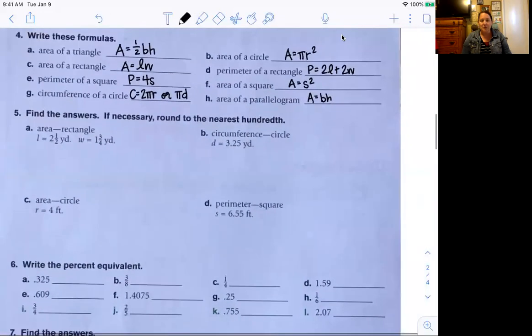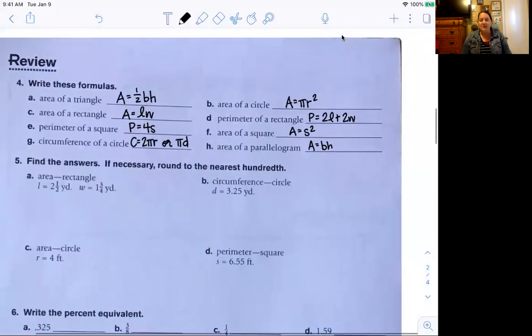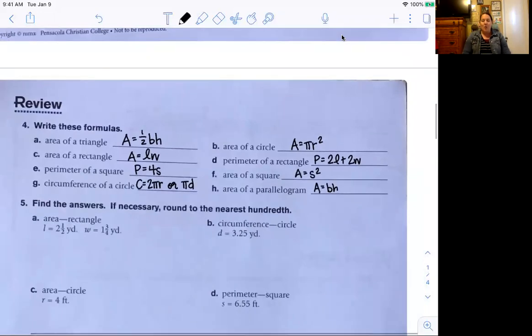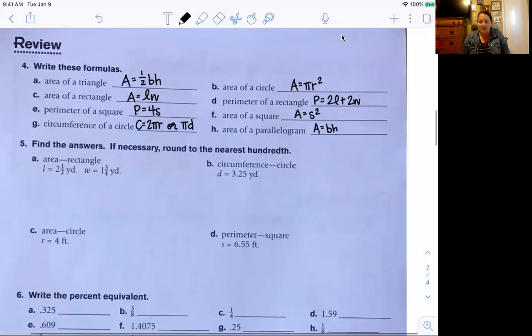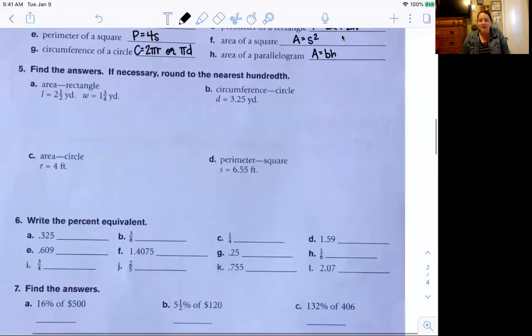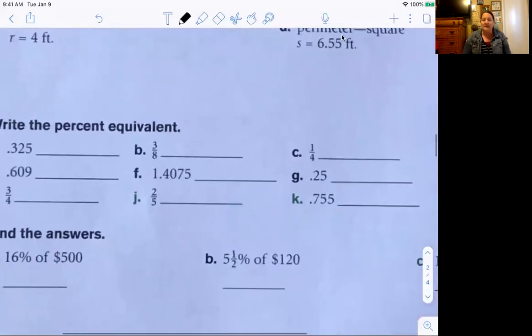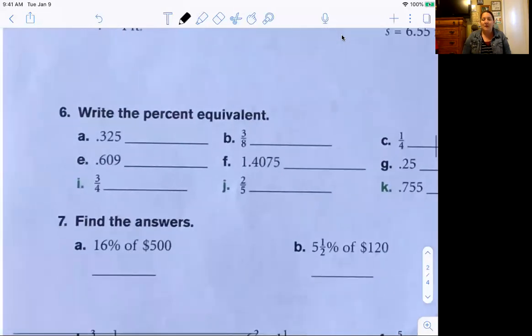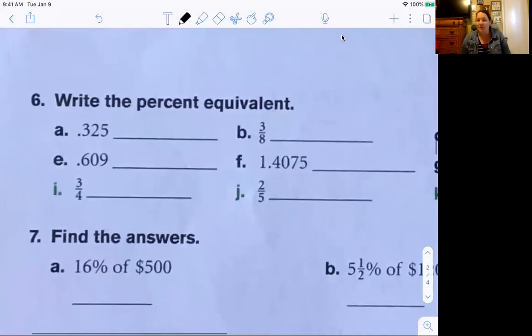Let's do, find the answers if necessary, round to the nearest hundredth. We have been doing a lot of these, so I think we're going to go ahead and skip 5 just for today. But I want to look at 6, and we're going to do 6 together. So we have these decimal equivalents. Now look at A, or write the percent equivalent, excuse me.